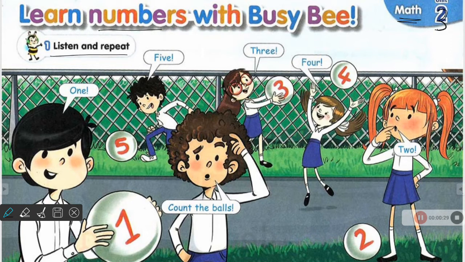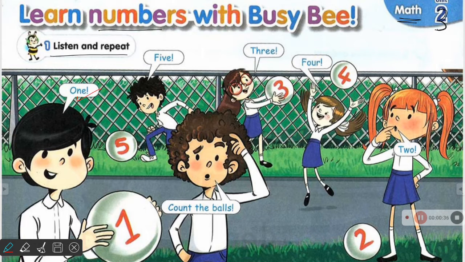Listen and repeat. 1, O-N-E. 2, T-W-O. 3, T-H-R-E-E. 4, F-O-U-R. 5, F-I-V-E. 1, 2, 3, 4, 5, repeat after me.